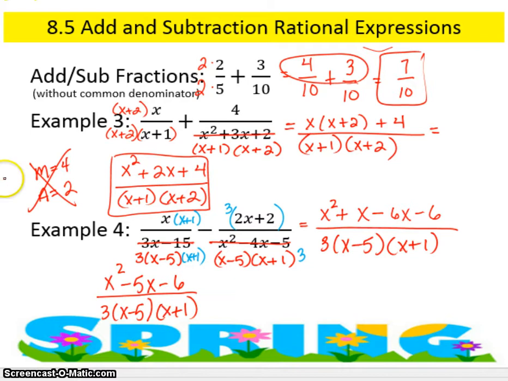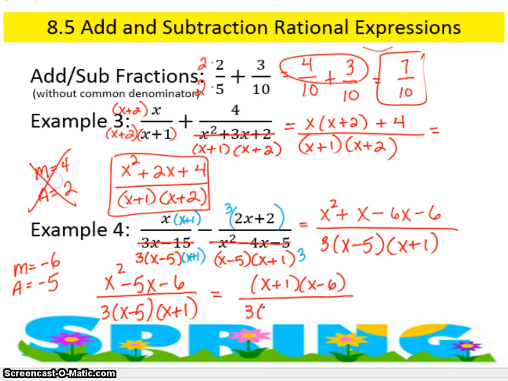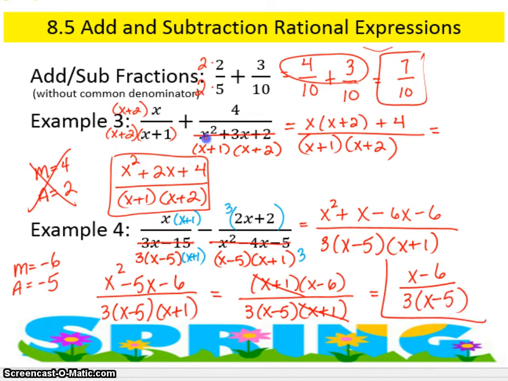So now we need to see if that top can be factored. So we're thinking multiply to be negative 6, add to be negative 5, and it can. So that factors into (x plus 1)(x minus 6) over 3(x minus 5)(x plus 1). So our x plus 1's cancel. Final answer, x minus 6 over 3 times (x minus 5).